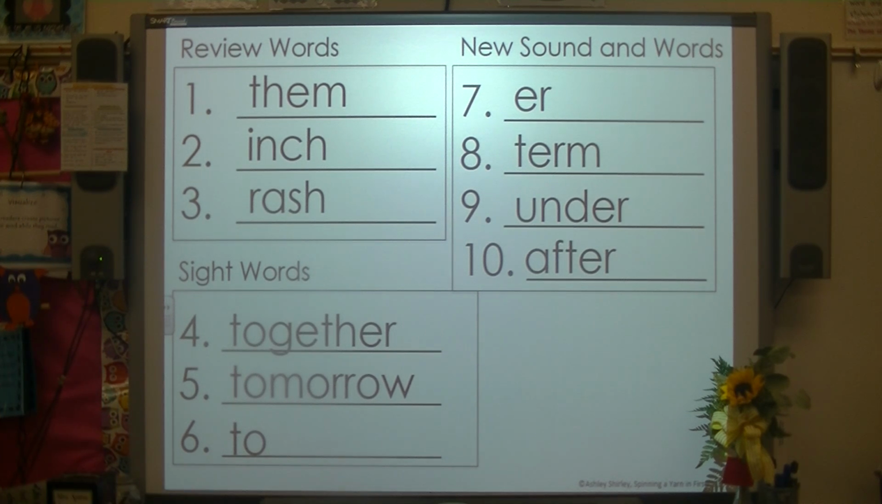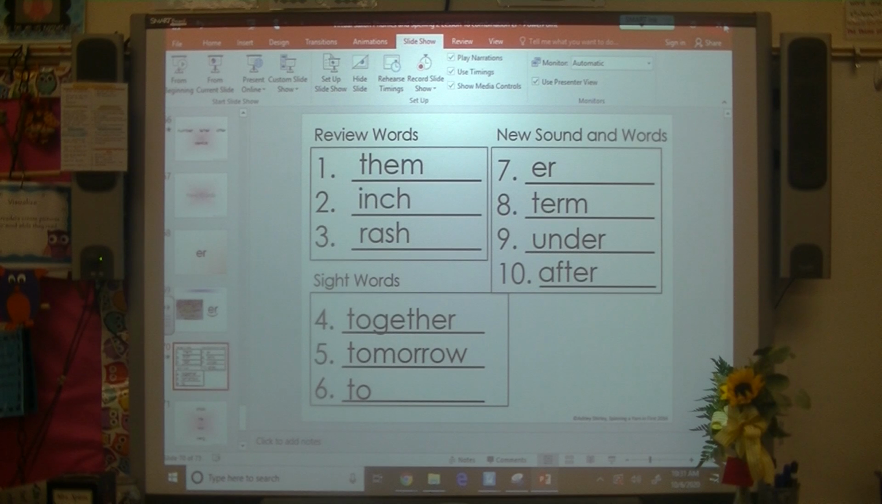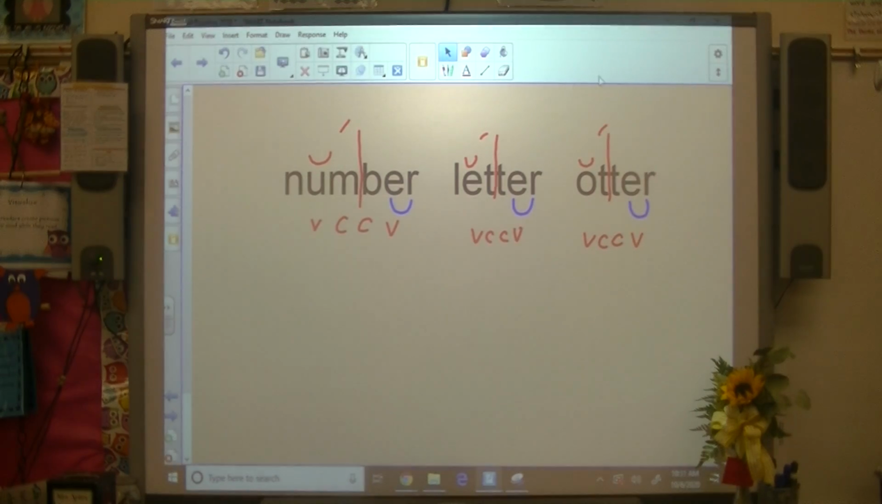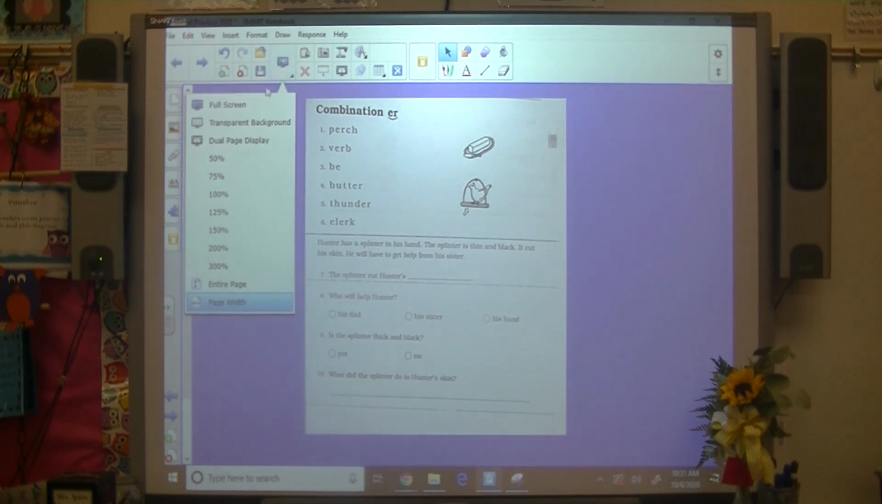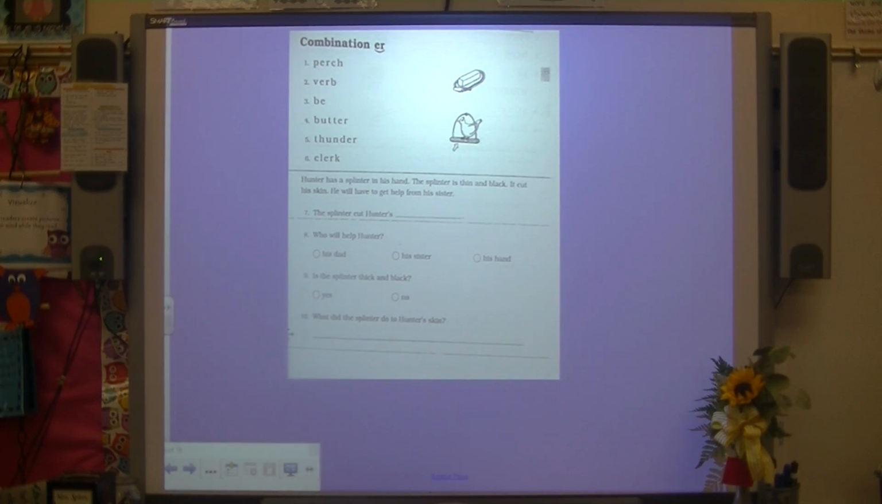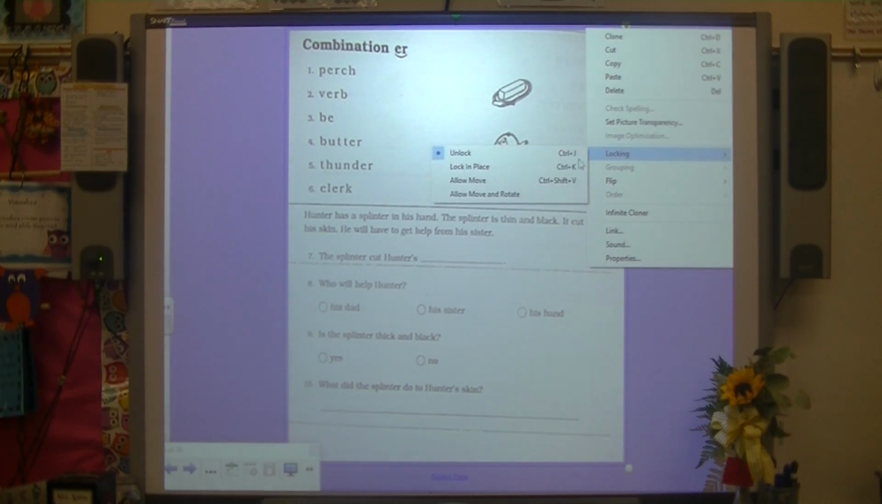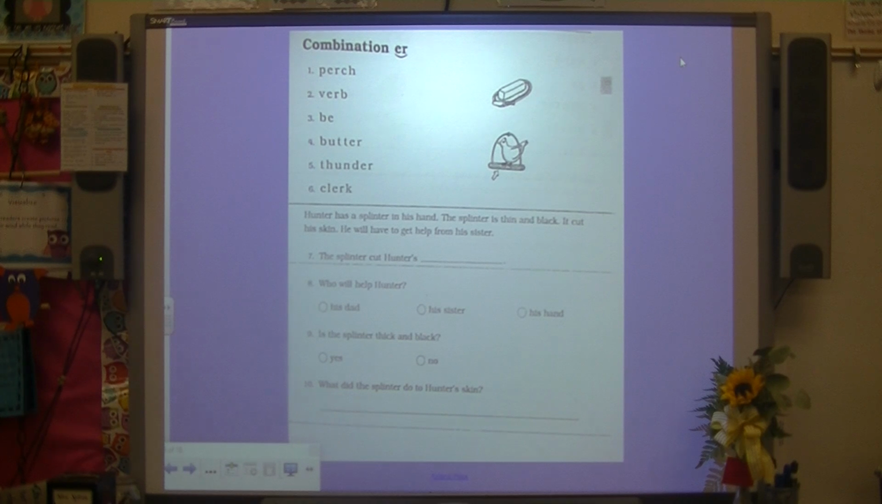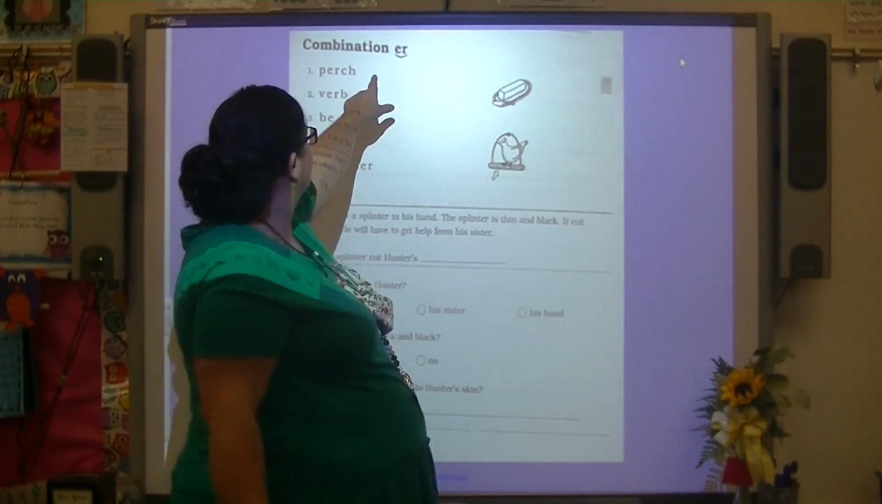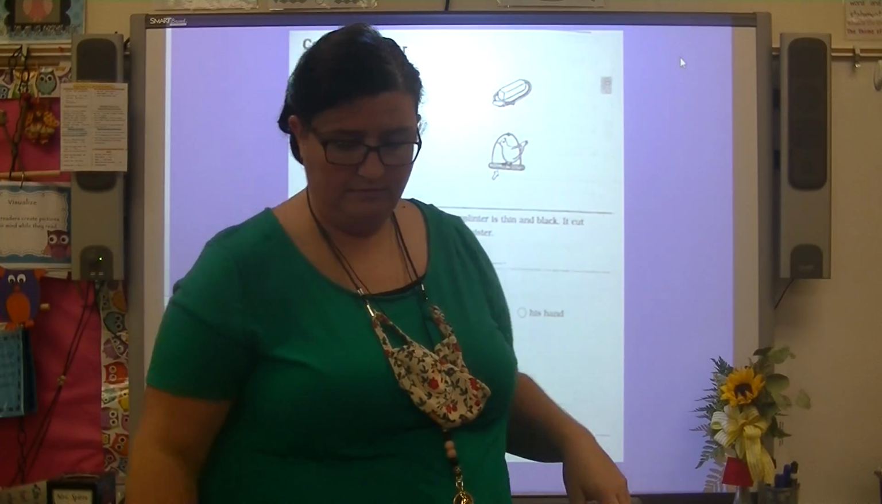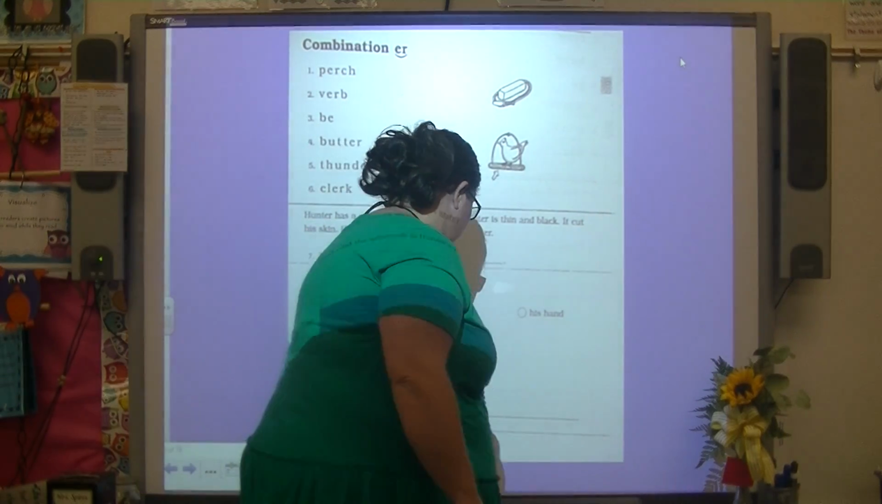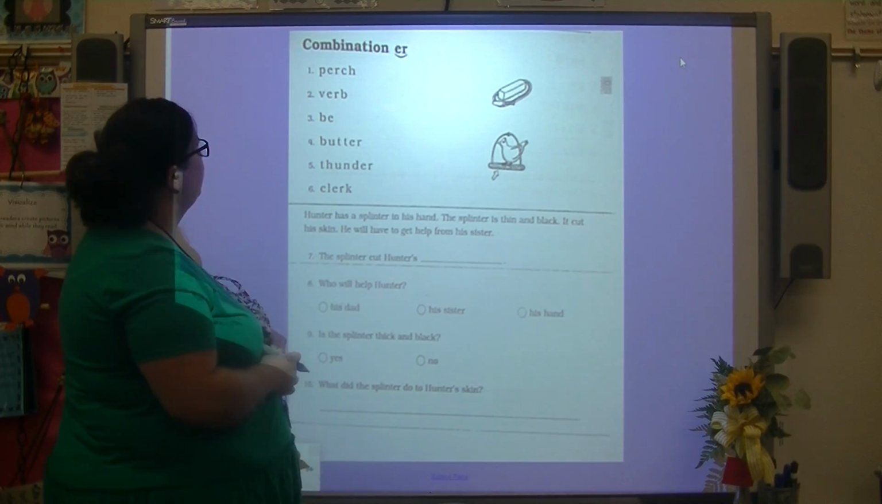Combination ER. Okay, remember, with combinations, we code with an R. Looks kind of like a breve underneath.